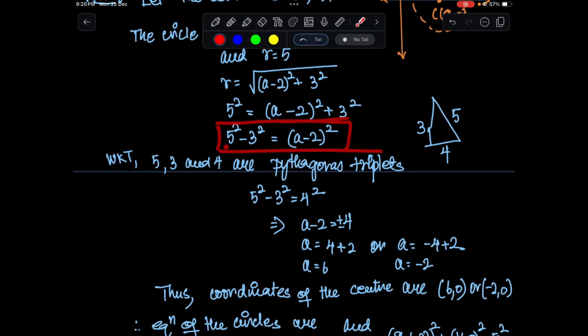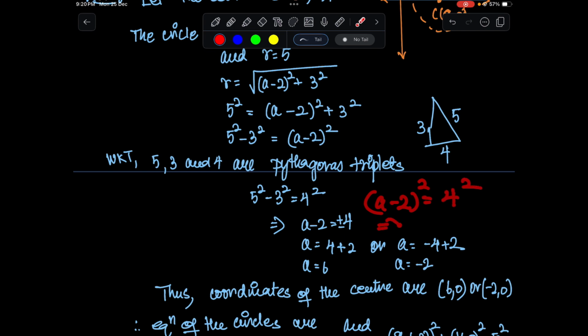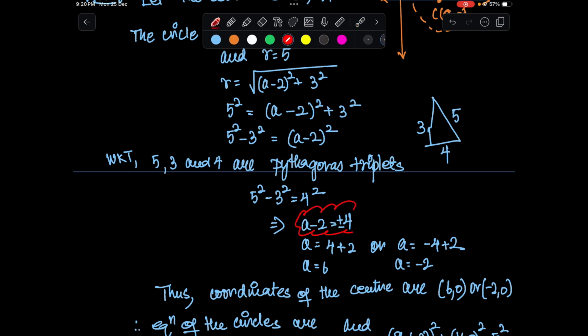Now 5 square minus 3 square, you already know that it's 4 square. That means (a minus 2) whole square is equal to 4 square. This implies that a minus 2 is equal to plus or minus 4. So, the important thing over here to make a note is this: if we say x square is equal to y square, this implies x is equal to plus or minus y, not just the plus value. This is a very important note that you have to make.